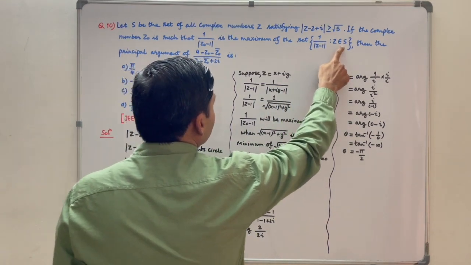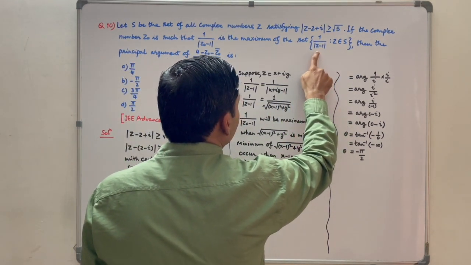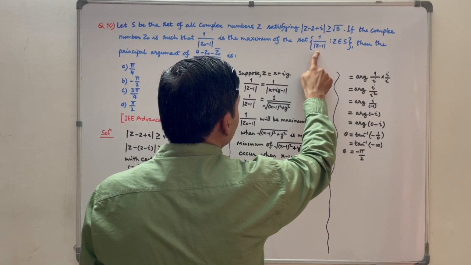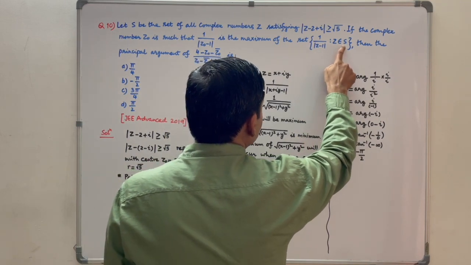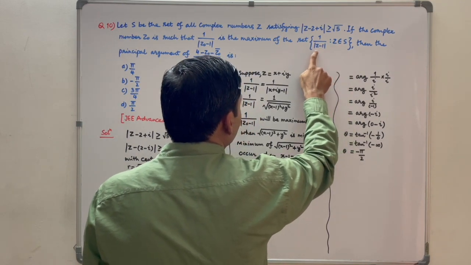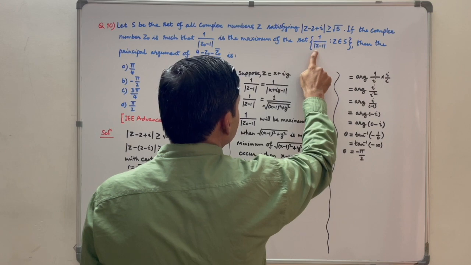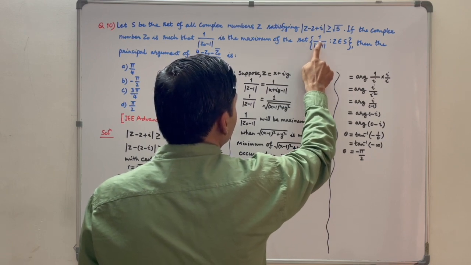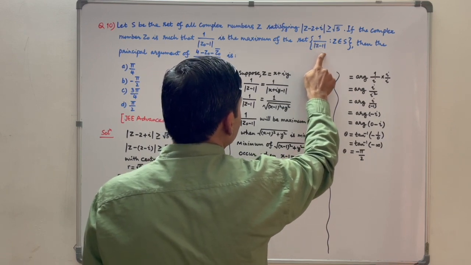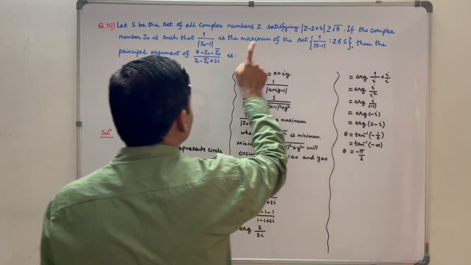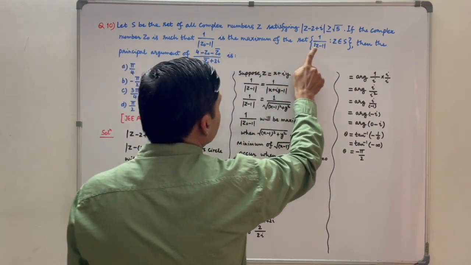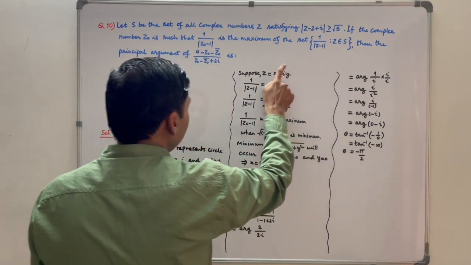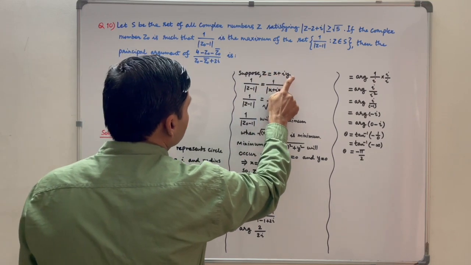Set S consists of all the elements which are of the form 1 upon mod z minus 1. So elements of S will be something like 1 upon mod z1 minus 1, 1 upon mod z2 minus 1, 1 upon mod z3 minus 1, and so on. We have to find the maximum value of 1 upon mod z minus 1. At maximum, z is equal to z0. So let us first simplify this. Suppose z is equal to x plus iy.